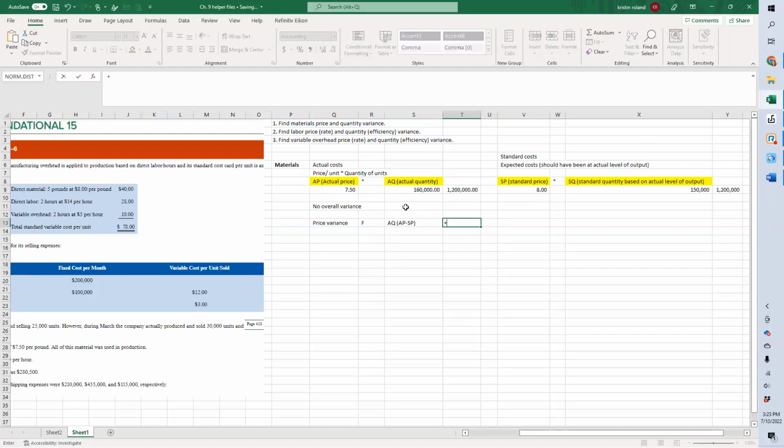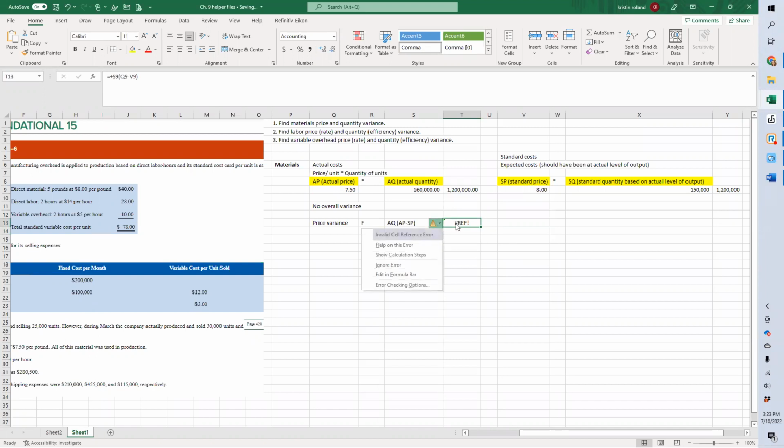And so if I do the math, right, I get actual quantity times the difference between the actual price and the standard price. Whoops, did not like that. Try this again.